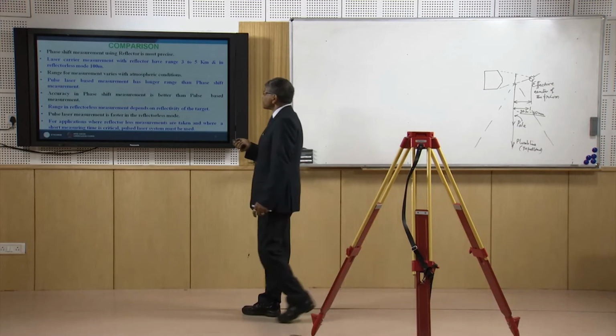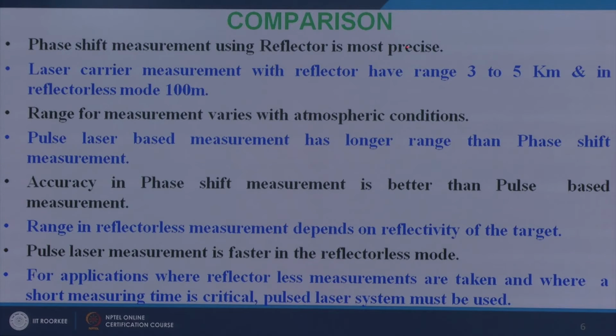Now, the phase shift measurement using a reflector is the most precise, and the laser carrier measurement with a reflector has a range of 3 to 5 kilometer, and in reflectorless we have only 100 meter.